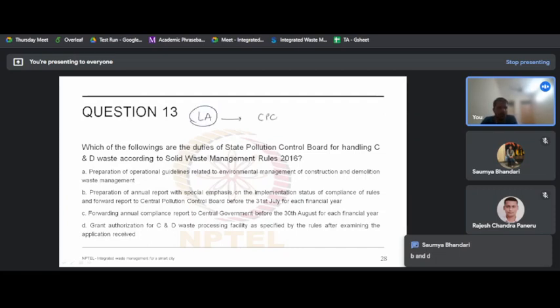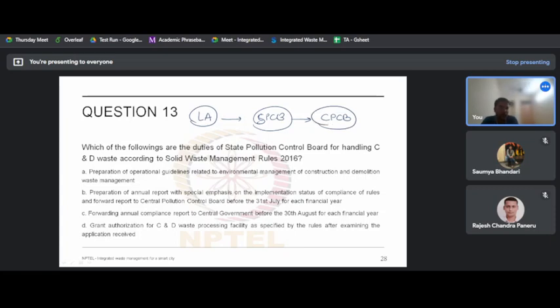So how does this work is, so we will have the local authorities. So they will be supervised by the State Pollution Control Board, and the different state pollution control boards will be supervised by the Central Pollution Control Board. So this is the organizational hierarchy for waste management. So the preparation of operational guidelines related to environmental management of C&D waste. So this will be done by the Central Pollution Control Board, not the State Pollution Control.